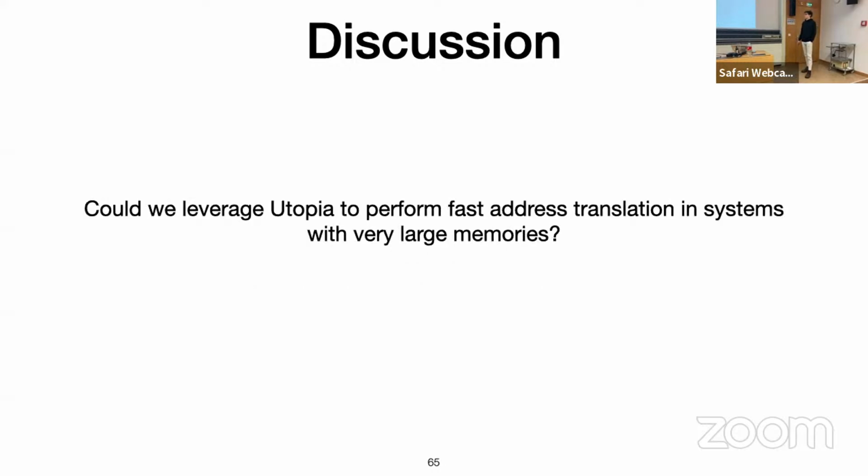And could we leverage Utopia to perform fast address translation in systems with very large memory? I guess it scales well, I would say. It definitely scales better than the approach that we've seen with Victima, because we cannot simply increase caches indefinitely. It will induce latency again and also huge power overheads. And I guess that Utopia definitely scales much better with large memory systems. So it's basically another advantage too.